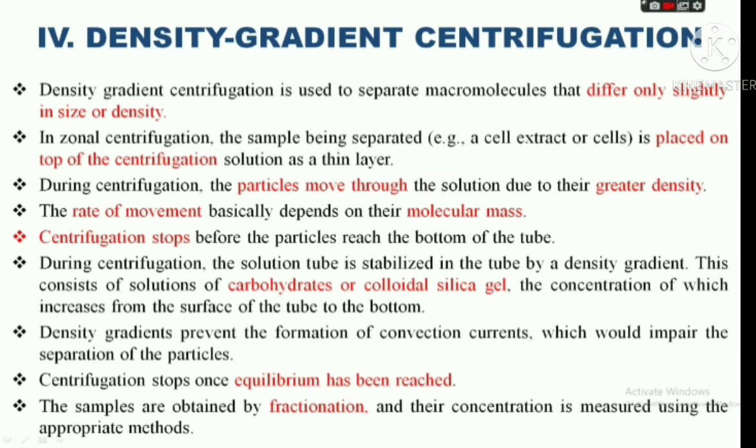During centrifugation, the solution in the tube is stabilized by a density gradient. These consist of solutions of carbohydrates or colloidal silica gel, the concentration of which increases from the surface of the tube to the bottom. The density gradient prevents the formation of convection currents, which would impair the separation of particles. Centrifugation stops once equilibrium has been reached. The samples are obtained by fractions and their concentration is measured using appropriate methods.